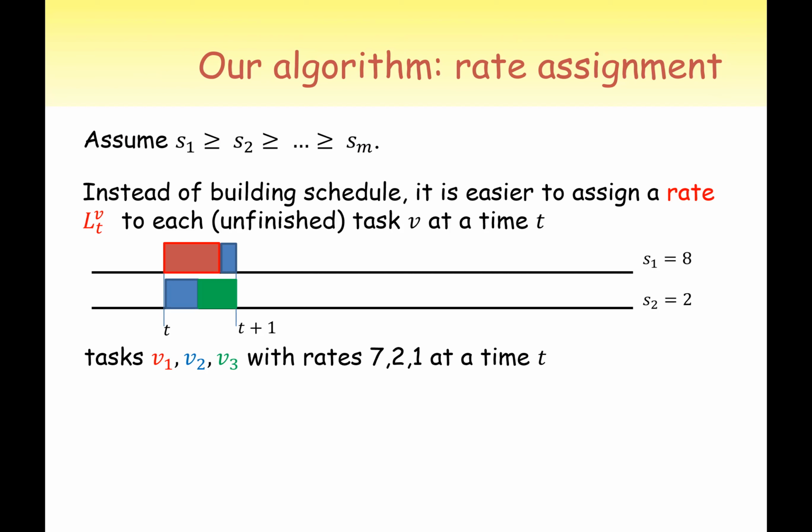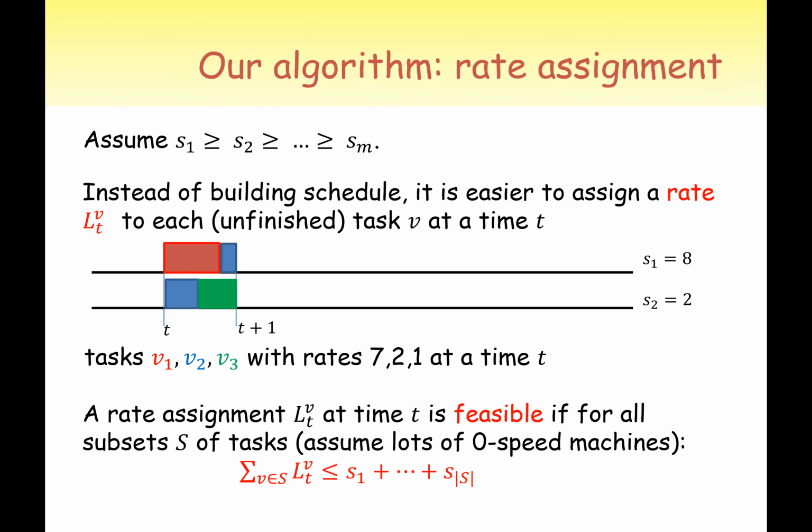So note that the blue job has been split across 2 machines, but then there is no concurrent processing of the blue task. Okay, so it's much easier to assign rates like this. And again, it's not hard to show that if I give you some assignment of rates to the tasks, I can convert it into a schedule if the following condition is satisfied.